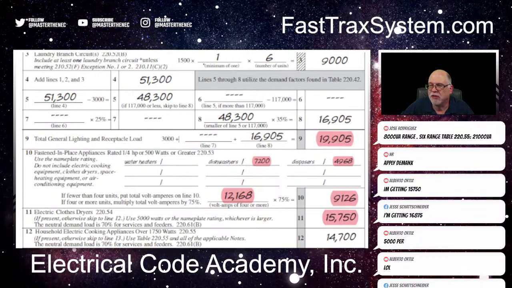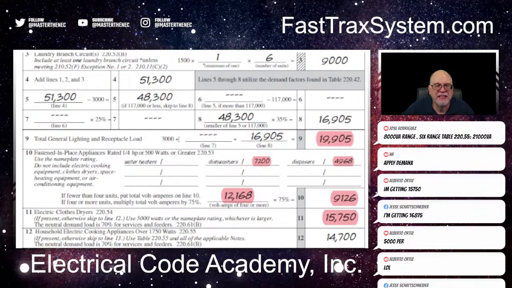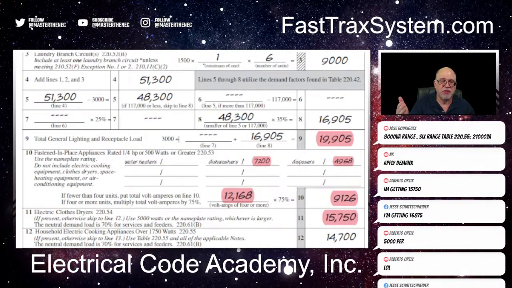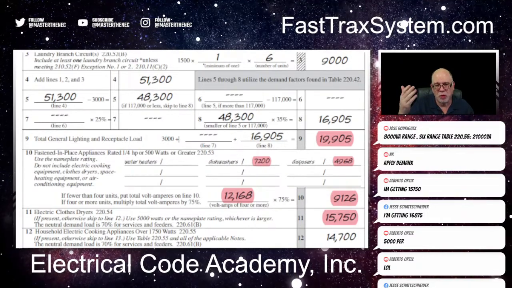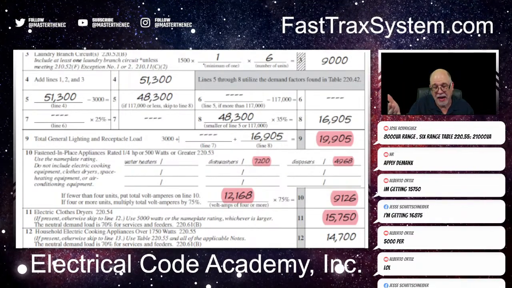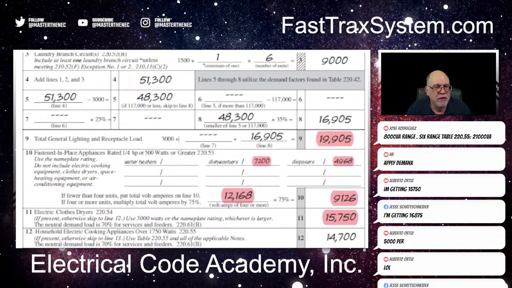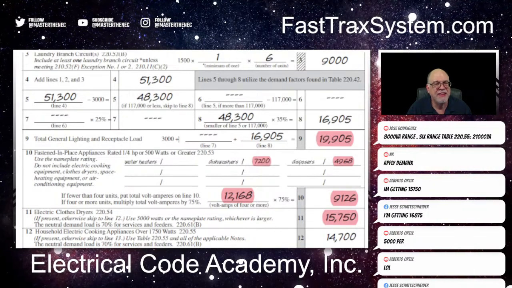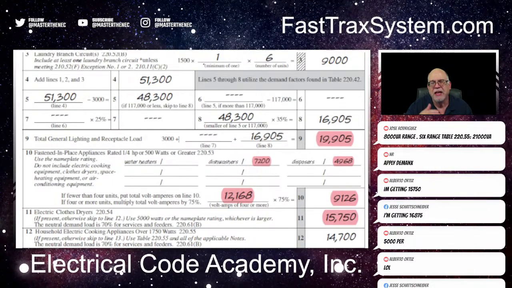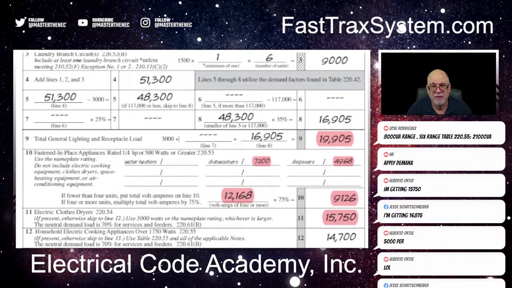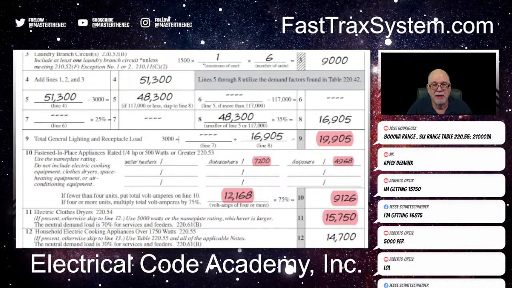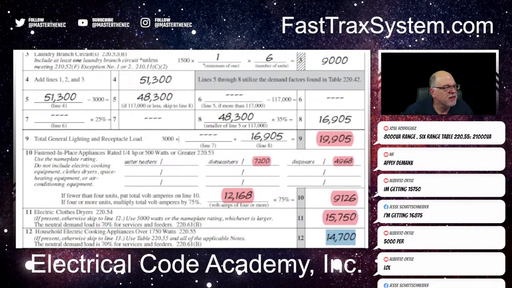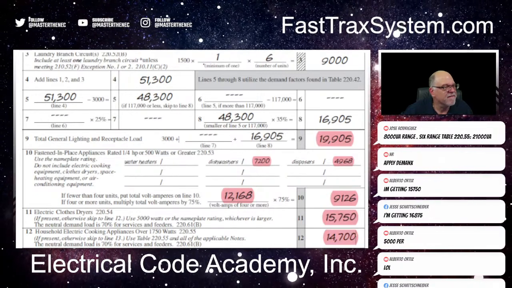All right, so this is where we got 14,700. Again, we're using column C for 6 of them. That's 21,000 or 21 kW, right? And now we're going to go to 220.61(B), and that's where we get to apply the 70% demand value. Makes sense? I hope so. So that's this one here. So let's go on and do this here.